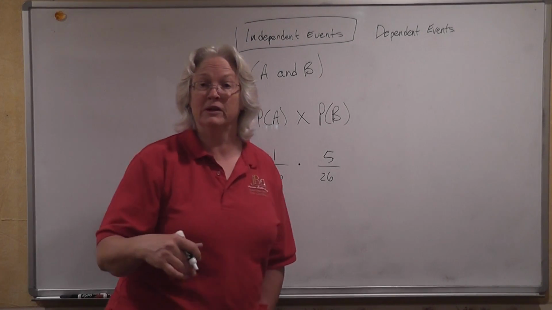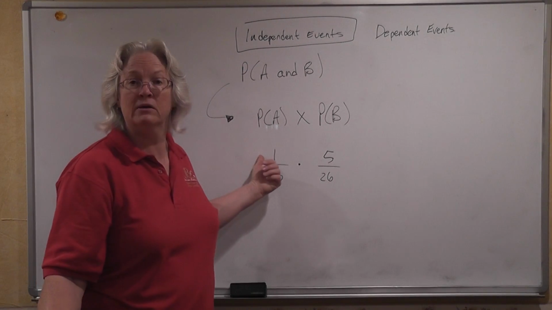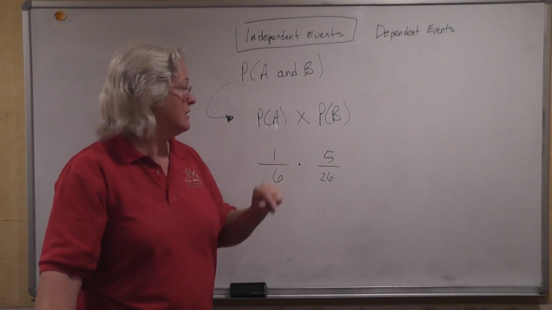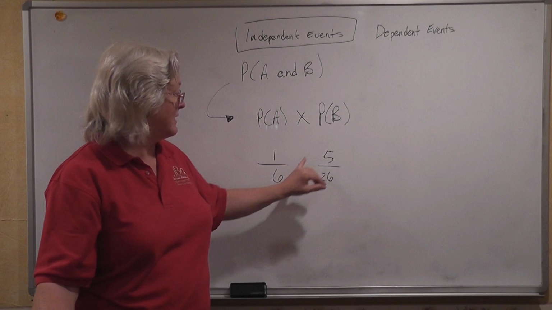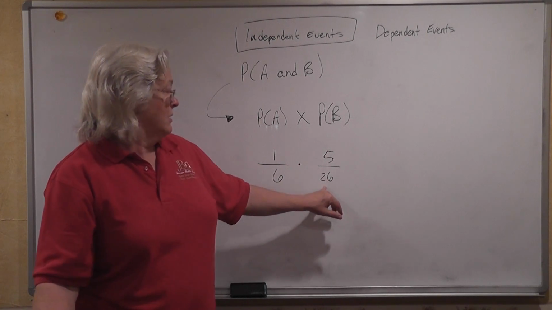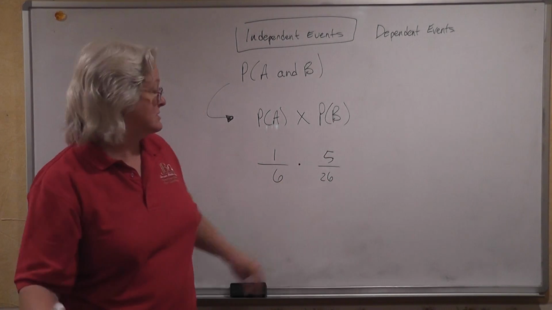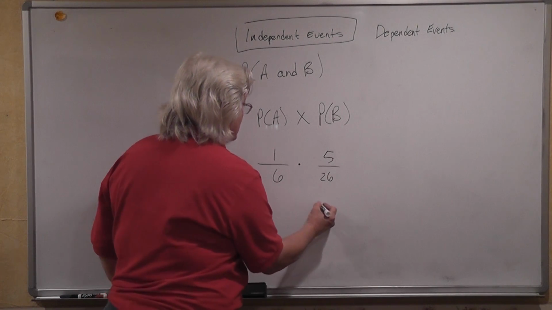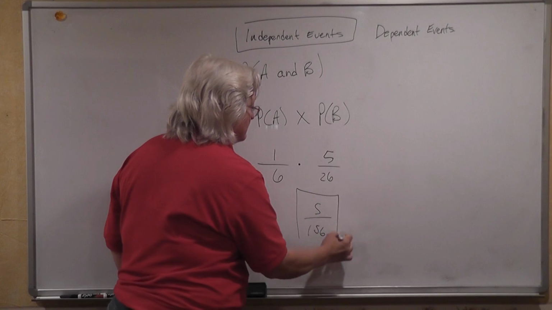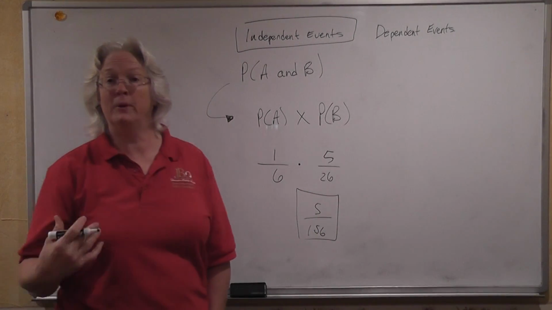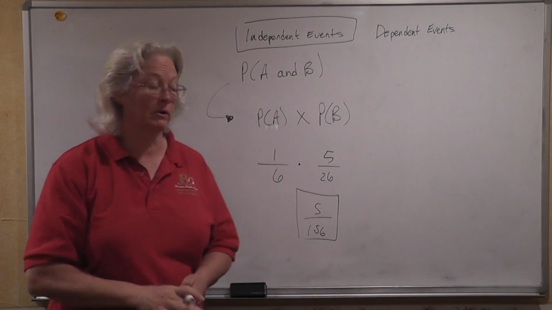So what's the probability that you're going to roll a 1 when you roll the die, and that you're going to draw a vowel? You can see it's not very likely, is it? It's going to be 5 times 1 over 6 times 26. You have 5 chances, I think, out of 156. And those are what they call independent events, have nothing to do with one another.